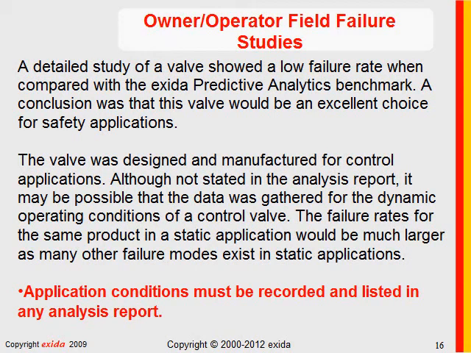A very detailed study of a valve showed a very low failure rate when compared with the Exeter Predictive Analytic benchmark. The conclusion made by that manufacturer who commissioned the study was that this valve would be an excellent choice for safety applications as well as the control applications for which it was designed. Now, the fact is, this particular valve was absolutely designed and sold as a control valve. Nowhere in the analysis report did it ever say where the failure data came from. Was it a control application or a safety application?